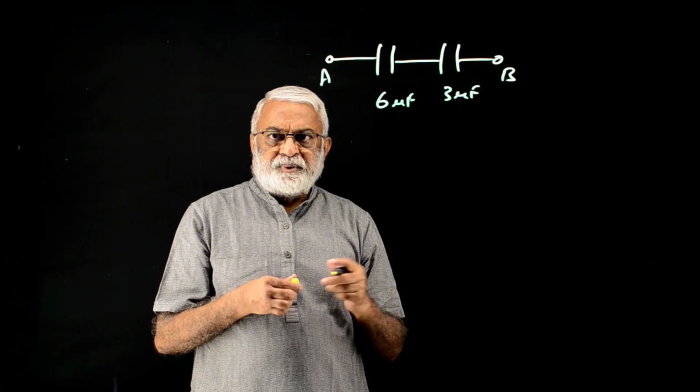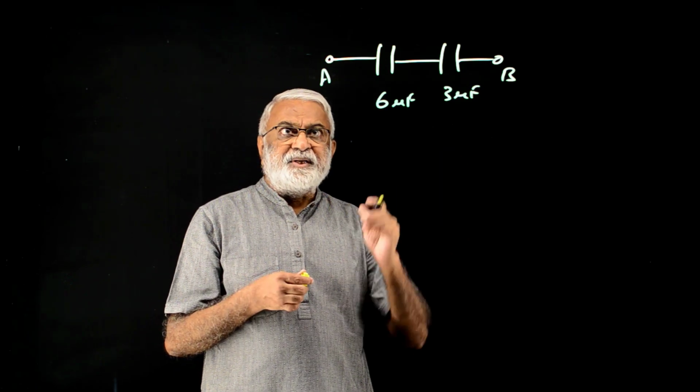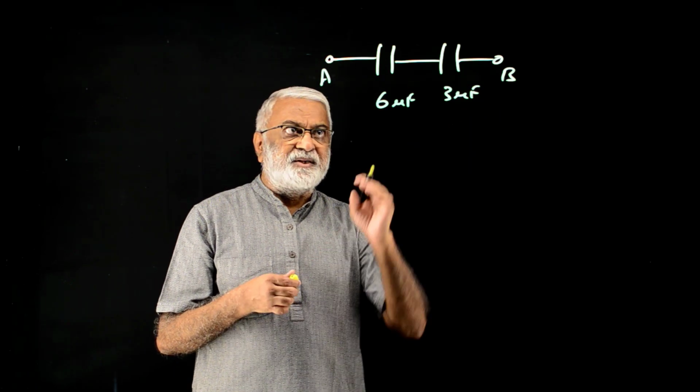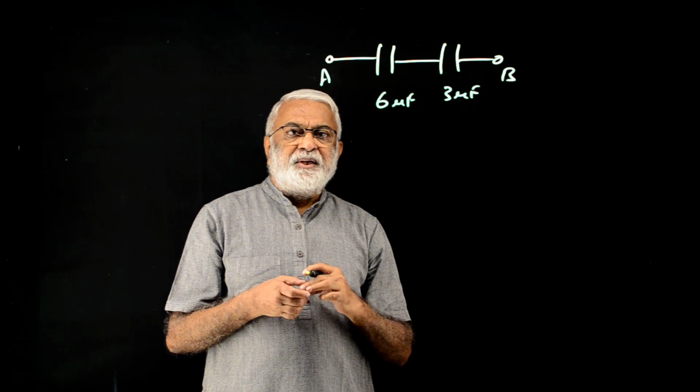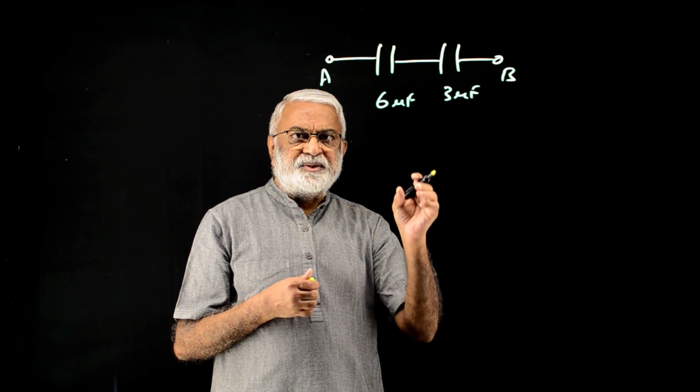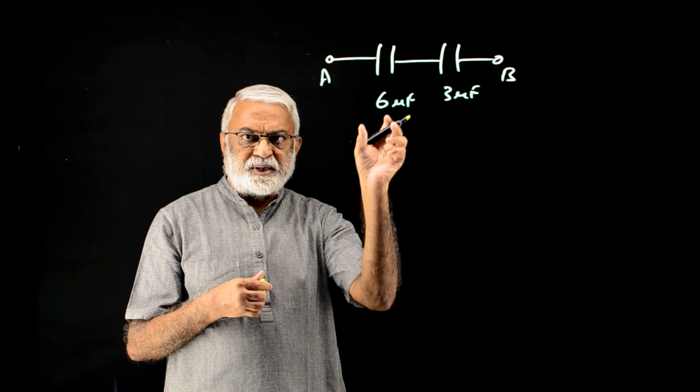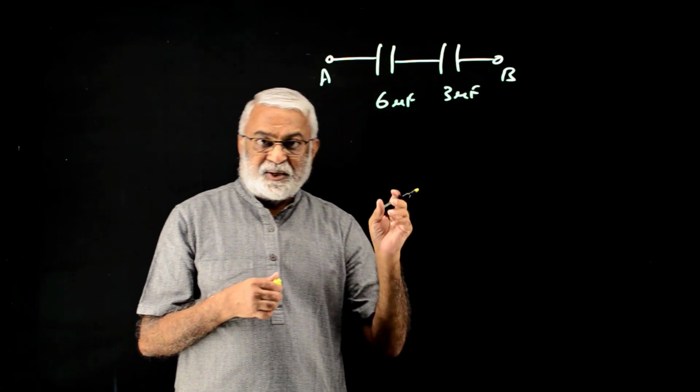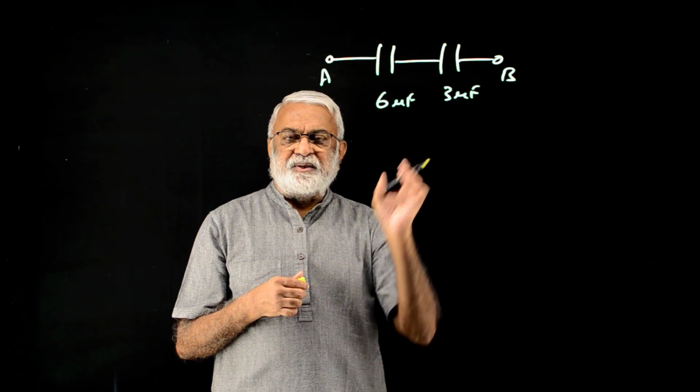Well, suppose we have a potential difference of 18 volts between A and B. That's the combined potential difference, 18 volt. How does it divide between the two capacitors? That is, what is the potential difference across 6 microfarad capacitor and what is the potential difference across 3 microfarad capacitor?